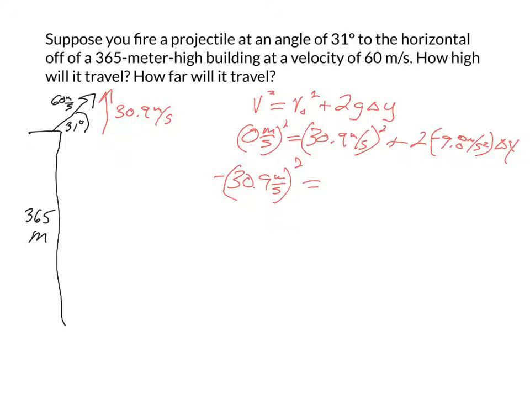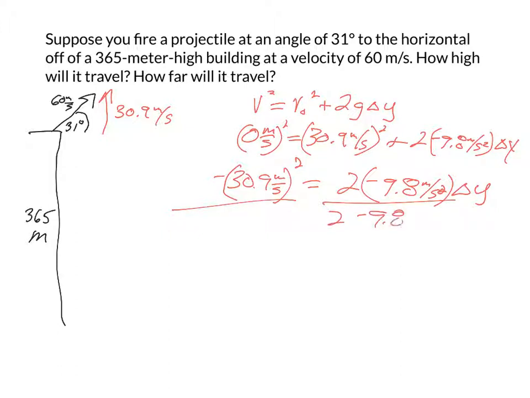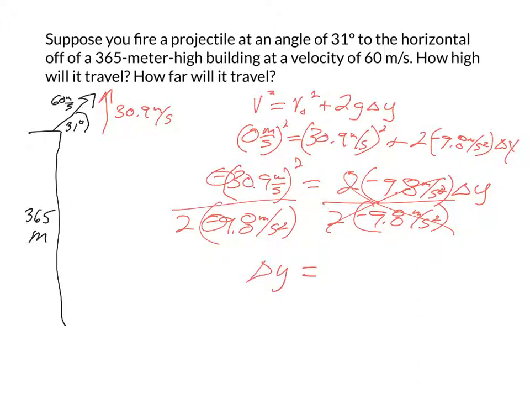I'm going to have 2 times negative 9.8 multiplied by change in y, and what you do to one side you gotta do to the other. Let's divide that out of there. Look at that negative sign there, which is going to give me a positive displacement.